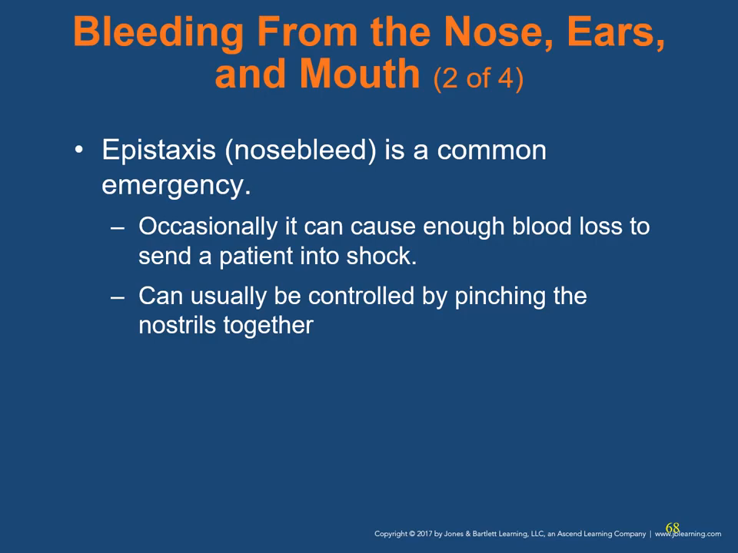Epistaxis, or nosebleed, is a common emergency. Occasionally it can cause enough blood loss to lead to shock. The blood you see may be only a small part of the total blood loss. Much of the blood may pass down the throat into the stomach as the patient swallows. A patient who swallows a large amount of blood may become nauseated and start vomiting, which may be confused with internal bleeding.